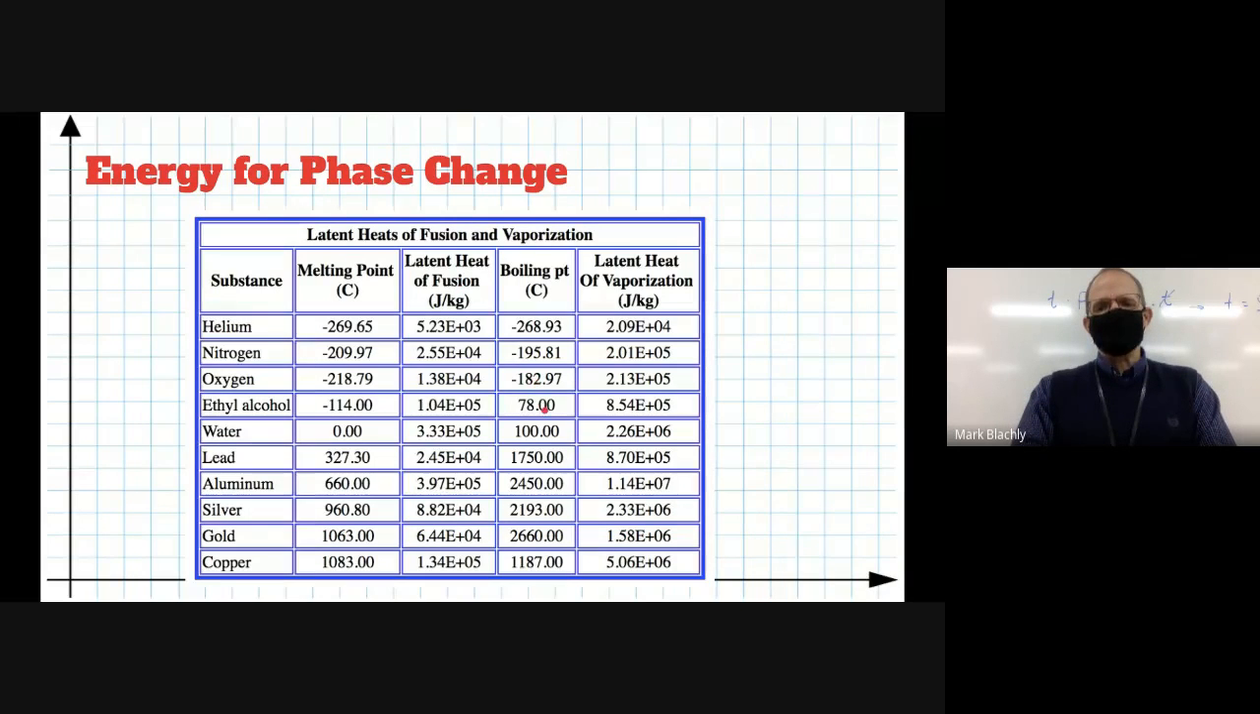The next thing it tells you is at what point does it start boiling? That's 100 degrees for water. And then it tells you how much energy you need to convert a kilogram of water from a liquid into a gas, which is 2.26 million joules. You need a lot of energy.